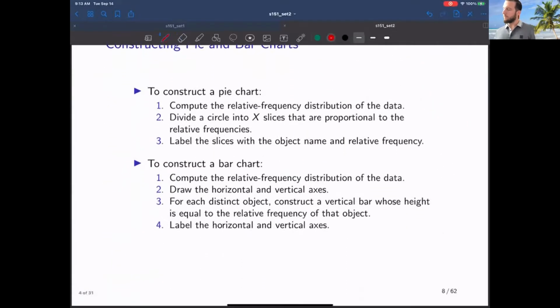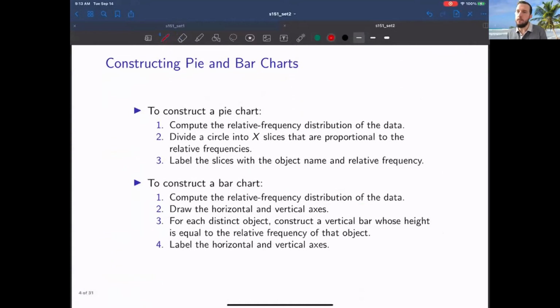Okay, so constructing both of these objects is pretty straightforward. In the case of the pie chart, we would essentially start with a circular object or a circular kind of an elliptical style object that looks like a pie. We would slice the pie into a number of slices equal to the outcomes. And then the size of each slice is going to be essentially relative to each other, but they're going to represent the relative frequencies.